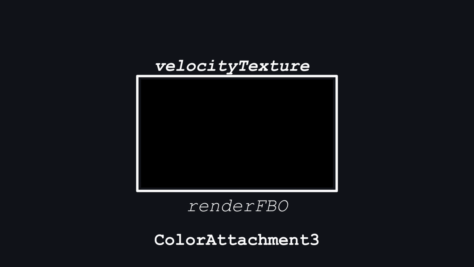To get this map, we'll follow the same method we did with getting the bloom texture, where we'll generate a velocity texture with the same properties as the first pass texture and bind it to a frame buffer we used to get the first pass render. Now on the third color attachment.